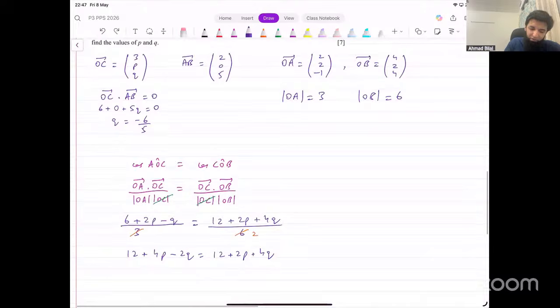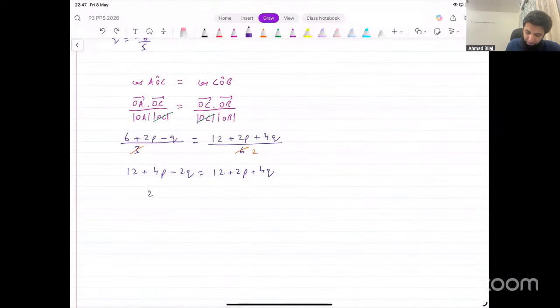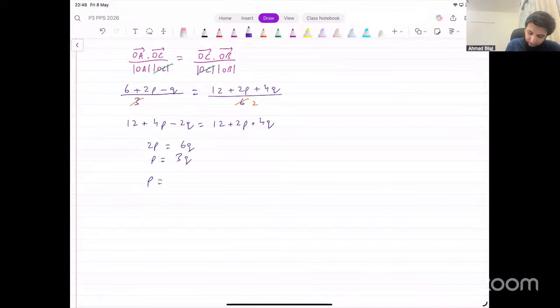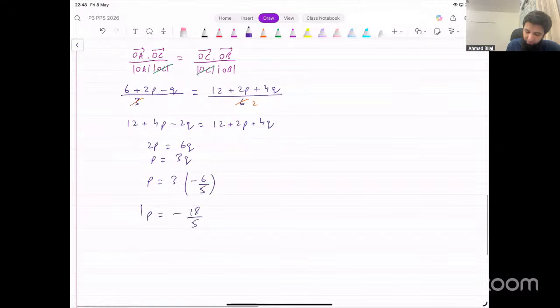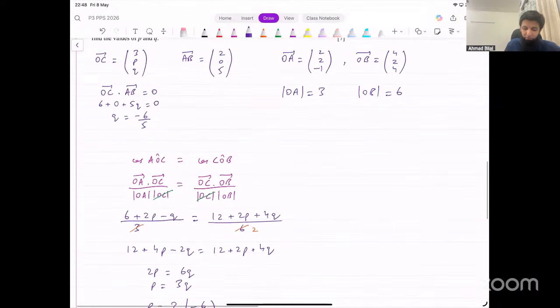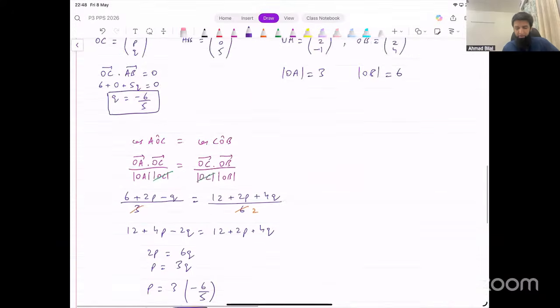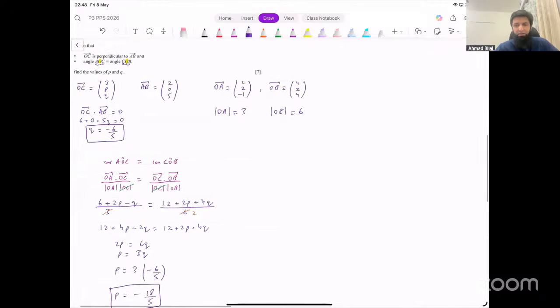Now the value of Q we have already figured out. We can input that here, make P the subject. Is that correct? 12 and 12 get cancelled on both sides, right? And then 4P minus 2Q, that is 2P. 2P equals 6Q. P equals 3Q. And that will give you the value for P as well. 3 into minus 6 over 5, and the value of P turns out to be minus 18 over 5. That is what we were looking for. Q is negative 6 over 5 and P is negative 18 over 5. That was pretty straightforward. Easy 7 marks, unless there's a careless error somewhere.